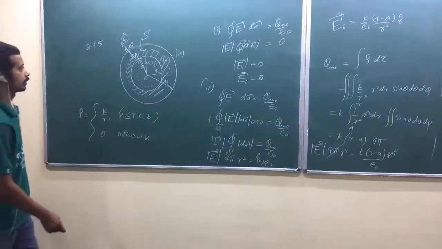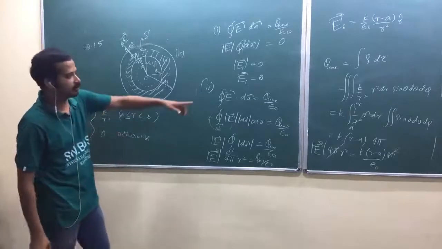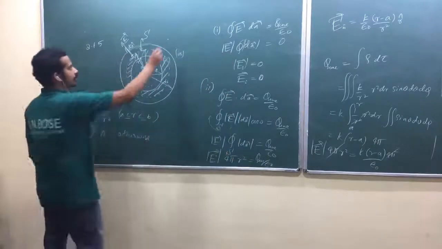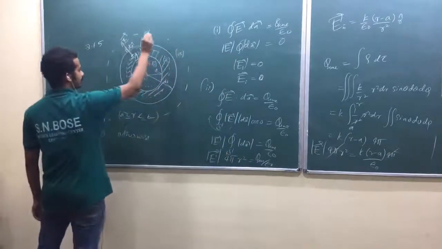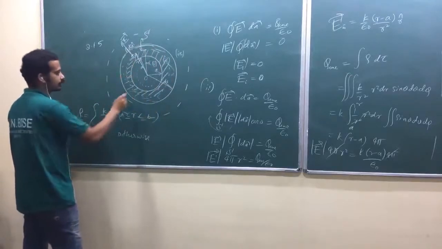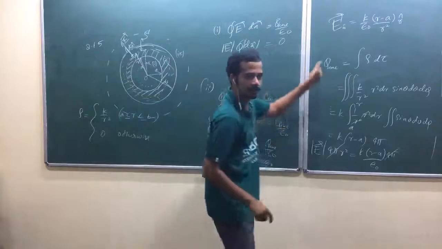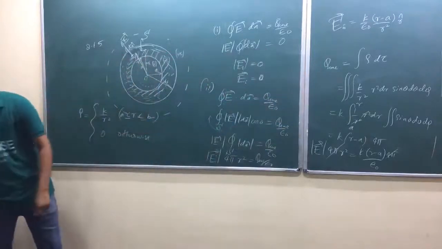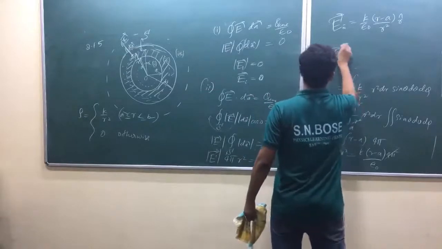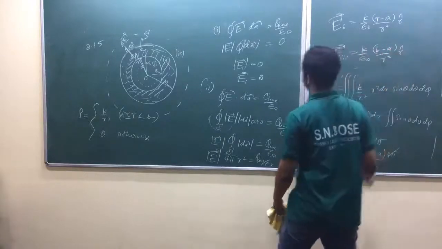One more, the third region, outside. In the third region, everything else is the same, only this integral is different. Am I right? When you take the Gaussian surface in the third region, this whole region is going to play the role. Then you have to volume integrate this from A to B. So what is the difference? In place of r minus A, you will get B minus A. That's it. In the third region, do it yourself: K by epsilon naught, (B minus A) divided by r square, r cap.